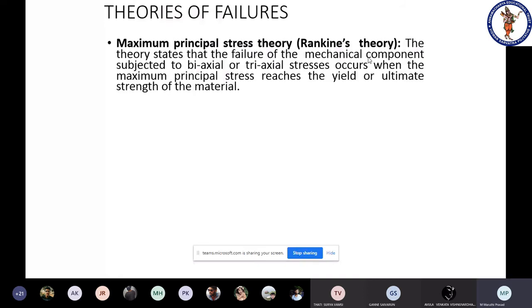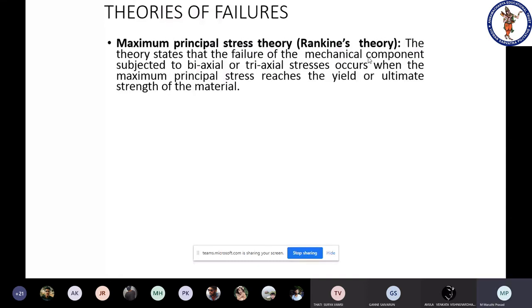So what is the statement of this particular theory? The theory states that, clearly, if you remember one statement, all other statements are similar. The theory states that the failure of a mechanical component subjected to biaxial or triaxial stresses occurs when the maximum principal stress reaches the yield or ultimate strength of the material. Very, very simple thing. Here you only have to remember two things. One is the property of the material. Second one is the induced property of the material.